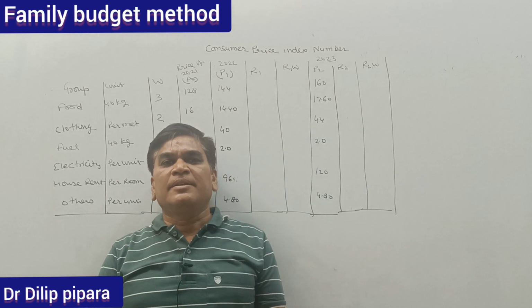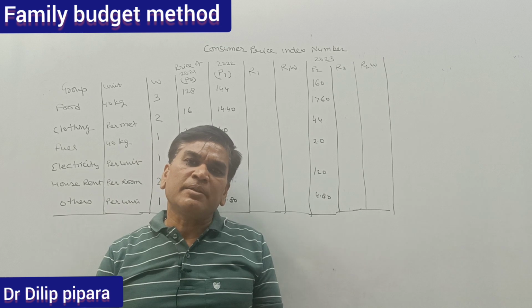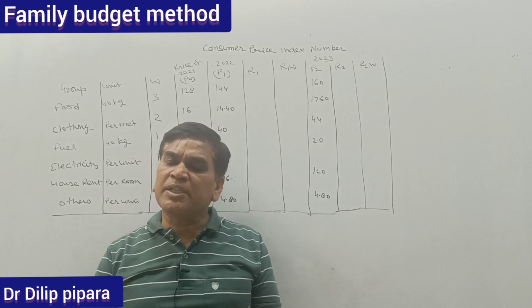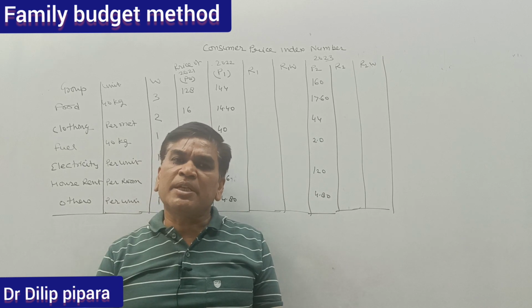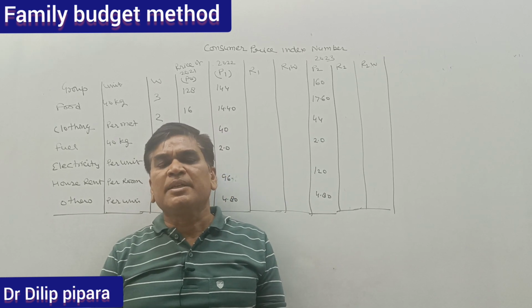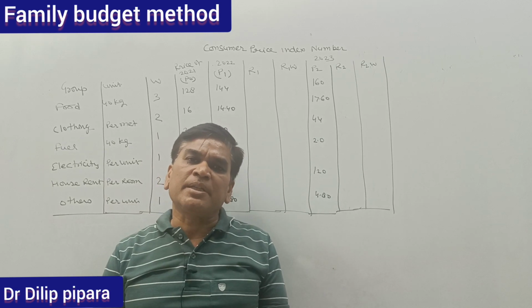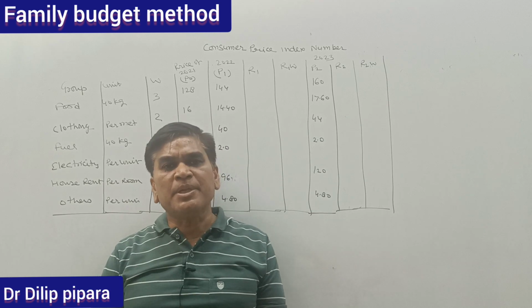Welcome once again. For the consumer price index number, we have learned two methods. The first method is called the aggregative expenditure method, and the second method, which is also related to the consumer price index number, is called the family budget method. In today's video, we will learn how to calculate the family budget method.